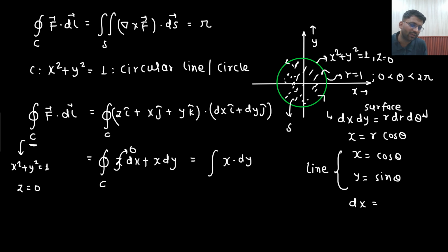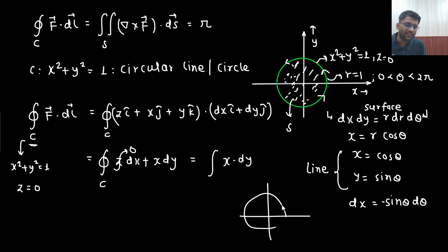So what is the scenario? When we used to write dx dy as r dr d theta, we did that with respect to the surface. When I am moving on this surface, sir, r is also changing, and theta is also changing. So dx dy was r dr d theta. But sir, when I am moving on the line, r is constant. R is 1. Theta is varying from 0 to 2 pi.